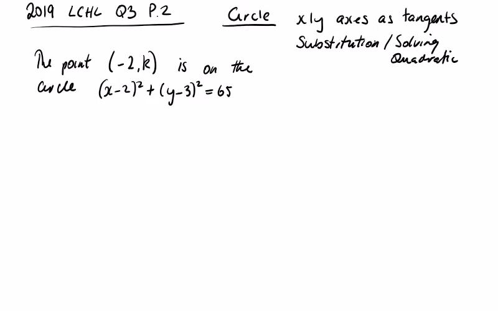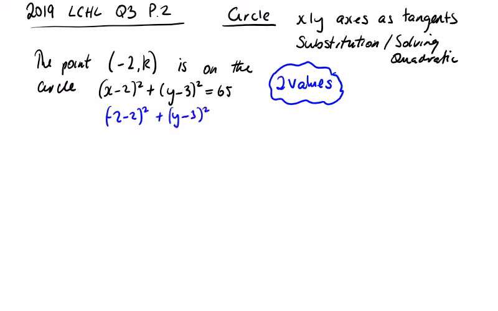We're going to get a quadratic equation, and it asks us to find two values. So two values should jump out at you, quadratic equation. So let's sub −2 in for x. We're going to get (−2) squared plus (y − 3) squared is equal to 65. So (−4) squared is 16, plus y squared minus 6y plus 9, minus 65 equals 0. So we're going to get y squared minus 6y. We have 16 plus 9 is 25, take away 65 is −40, equals 0.